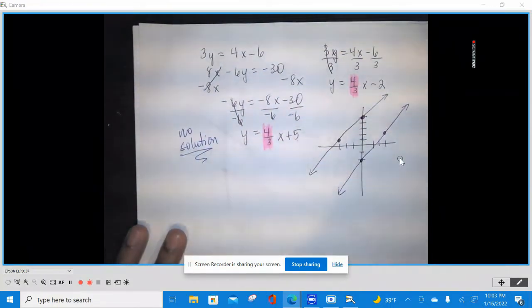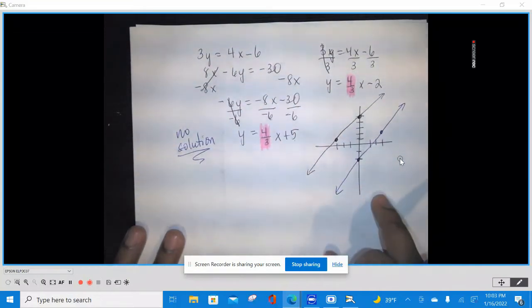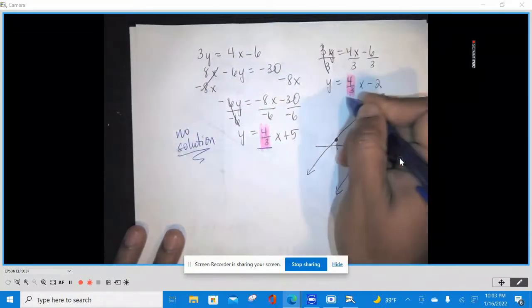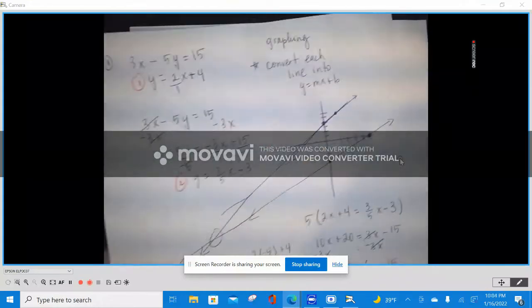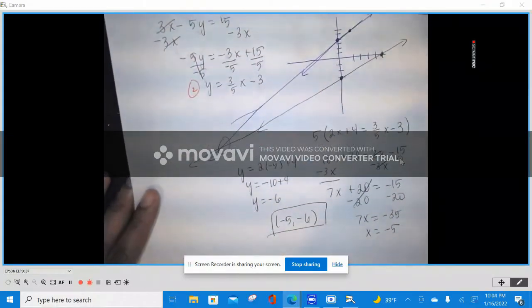All right, so does that make sense? So this one has no solution. There's no point of intersection because, again, the slopes are equal, which means they're parallel. They will never cross.